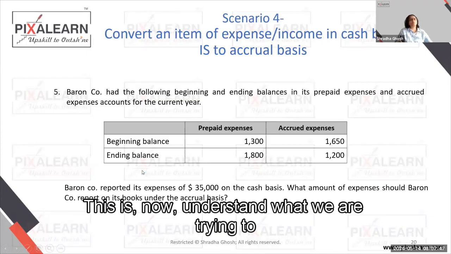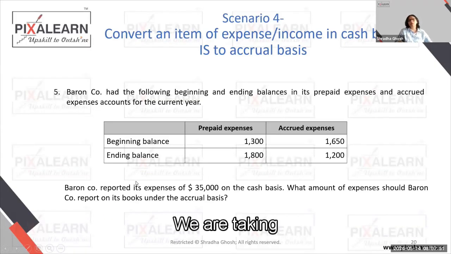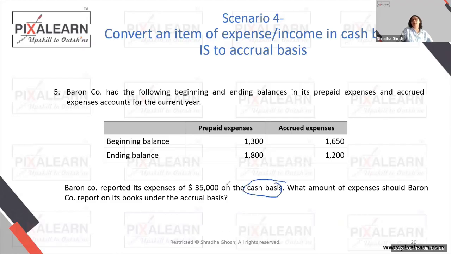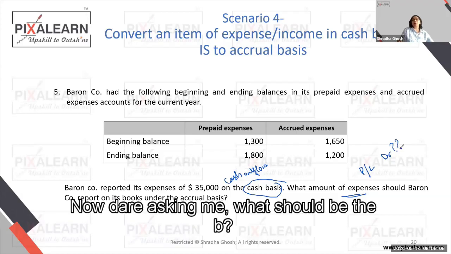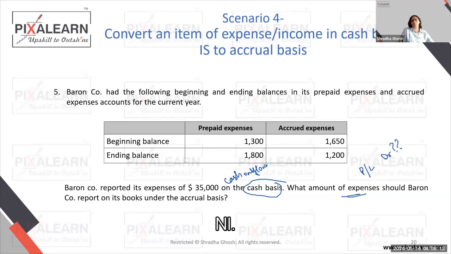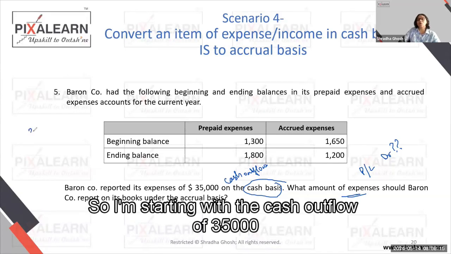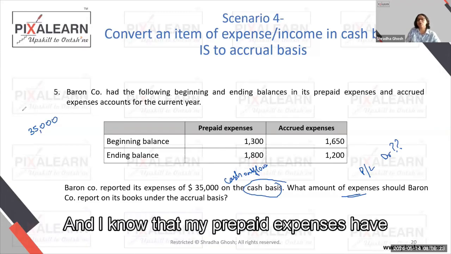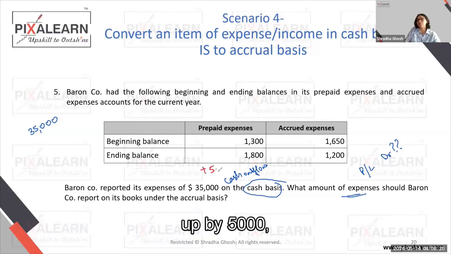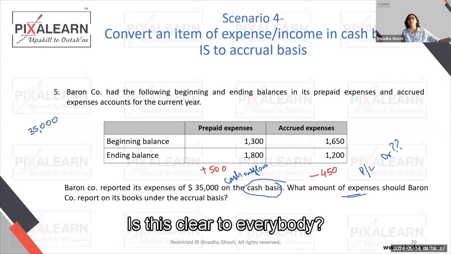Now understand what we are trying to do. Okay. We are taking the expense of 35,000 on a cash basis. Now they have given me a cash outflow, and now they're trying to ask me what should be the P&L debit. So I'm starting with a cash outflow of $35,000. And I know that my prepaid expenses have gone up by 5,000 and by 500, and my accrued expenses have gone down by 450. Is this clear to everybody?